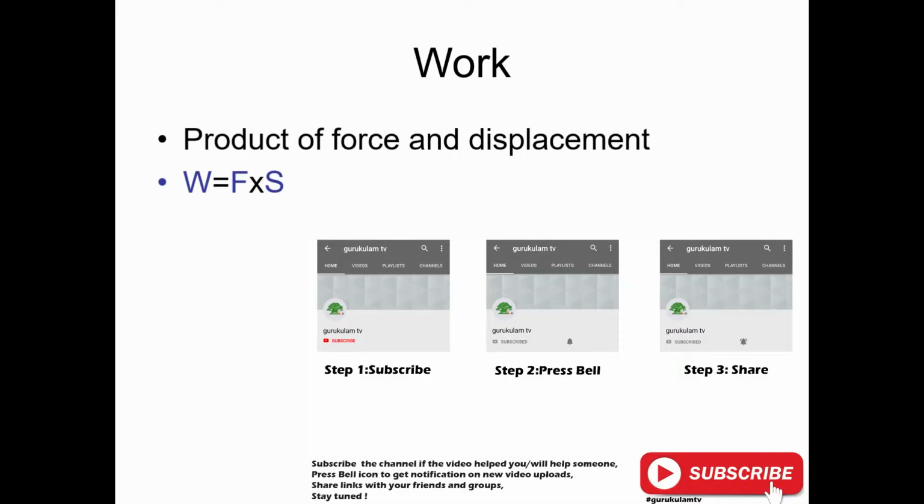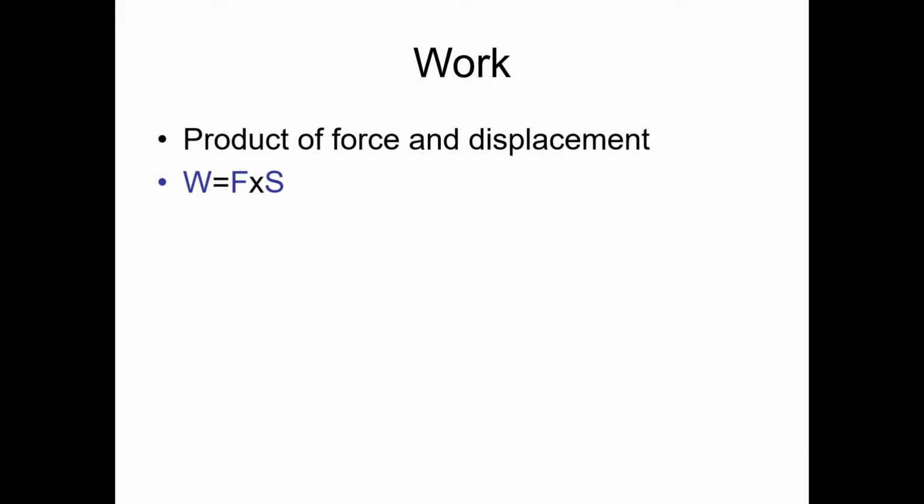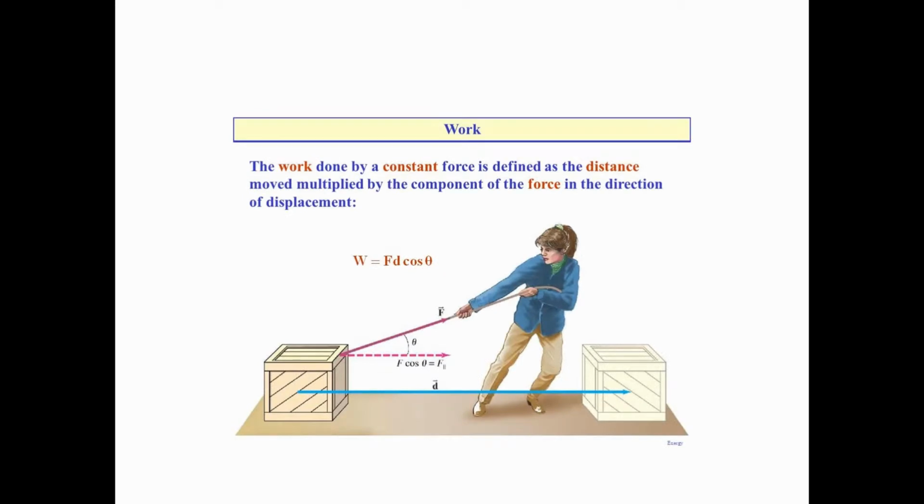So first topic is work. In simple words, we can say that work is a product of force and displacement. So in order to get work, we have to just multiply the force and displacement. So this is a pictorial representation.